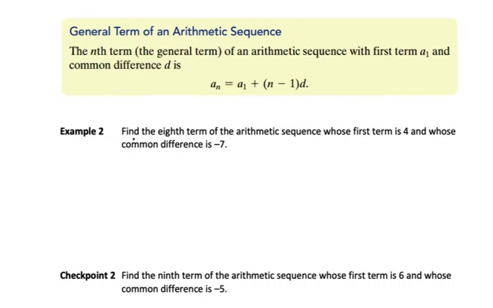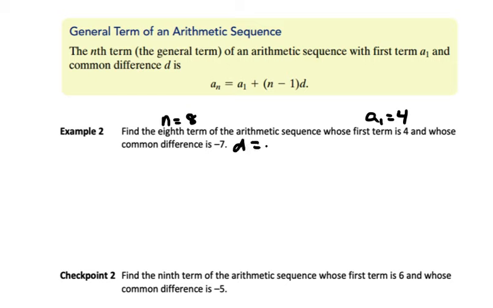Next, we're going to look at a formula for the general term of an arithmetic sequence. The formula is a sub n equals a sub 1 plus n minus 1 times d. So for example 2, we want to find the 8th term of the arithmetic sequence whose first term is 4 and whose common difference is negative 7. So the 8th term means that n equals 8. My first term, a1, is 4. And the value of d is negative 7.